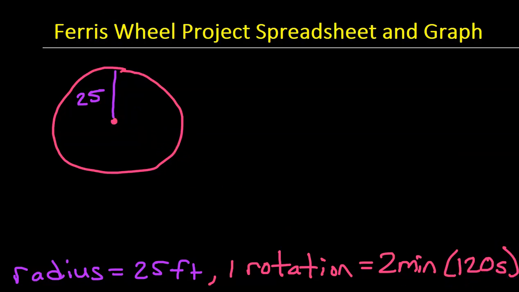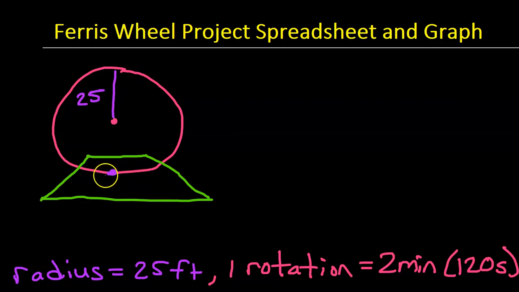Anyway, a little bit more information. Ferris wheels don't sit on the ground. They have some kind of a platform that allows people to climb up onto the Ferris wheel. So let's say this is the ground down here. And so here's the little platform that people can climb up on. All right, so people are boarding the Ferris wheel here.